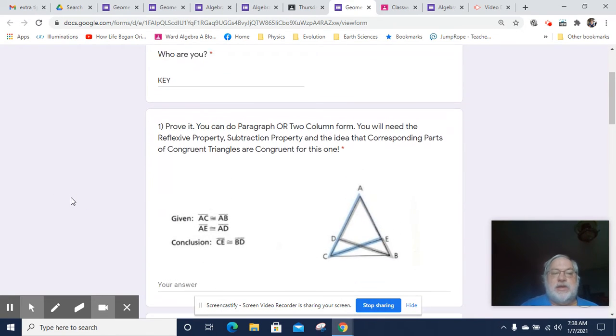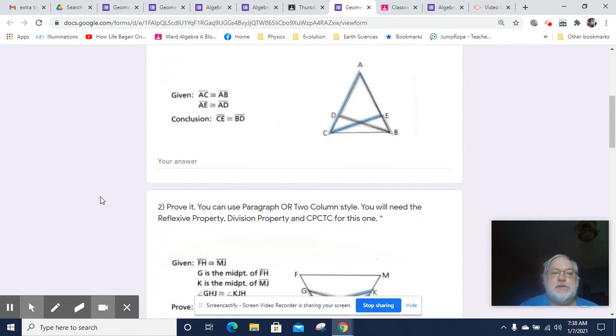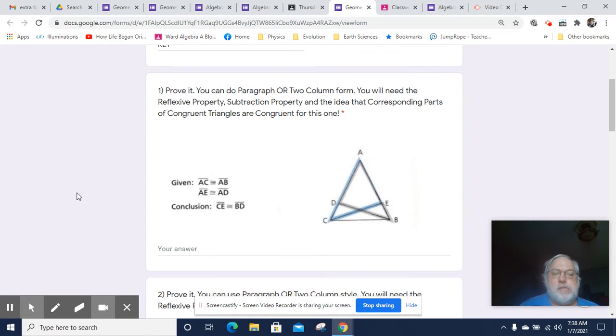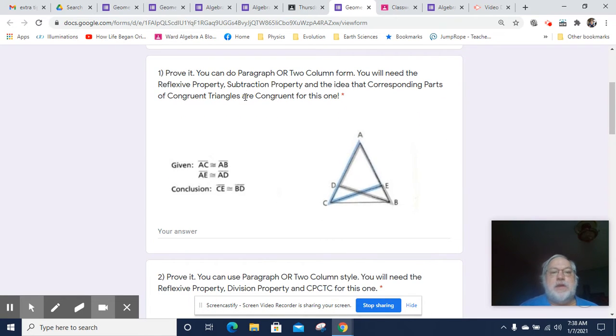I'm going to do a quick video key for the do now today. So we have three triangle proofs. The first one, we have this triangle. I'm going to start by looking at the conclusion. I need to prove that CE and BD are congruent. Okay, so I need to prove that.